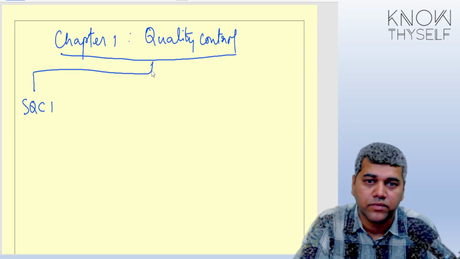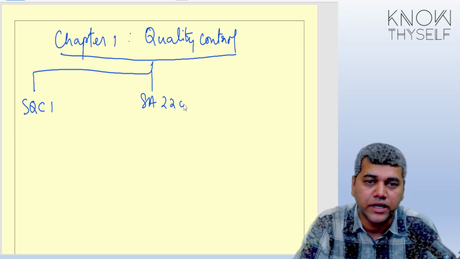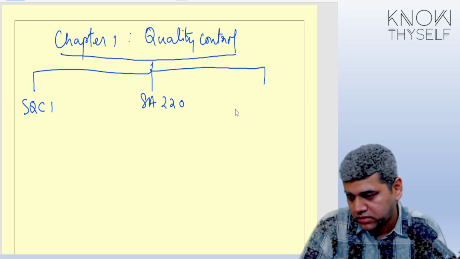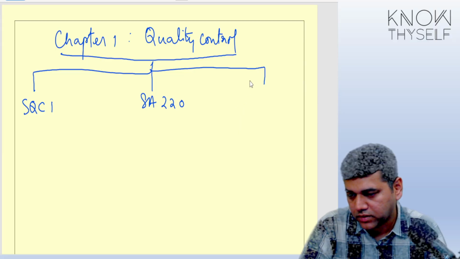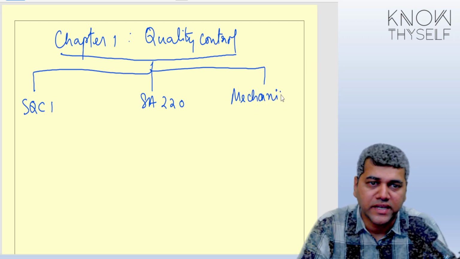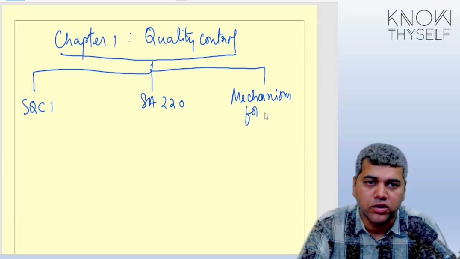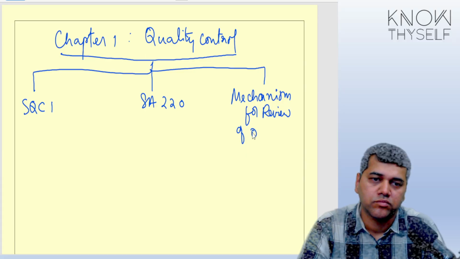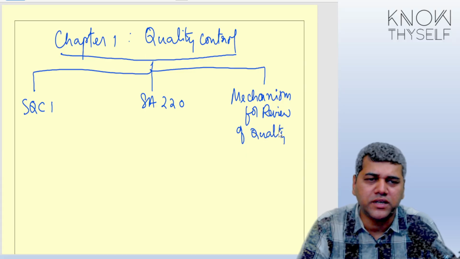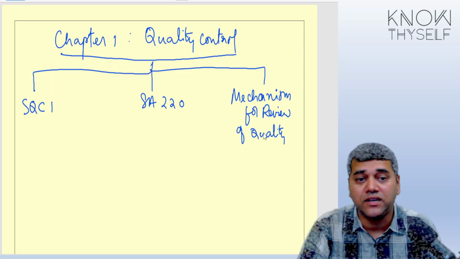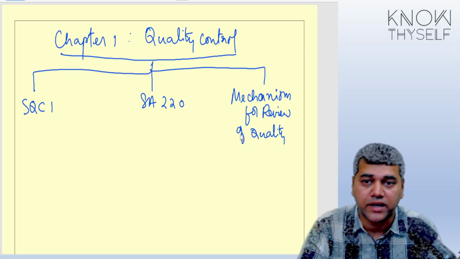SQC 1, SA 220, and mechanism for review of quality. It's a small aspect. Till now, no examination questions have come, but it may come. And previously it had different elements.